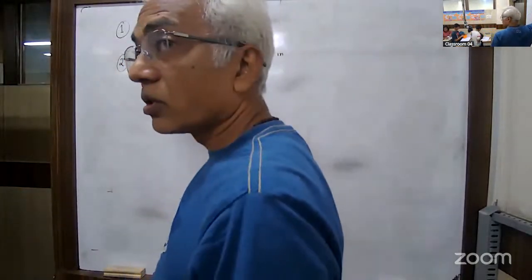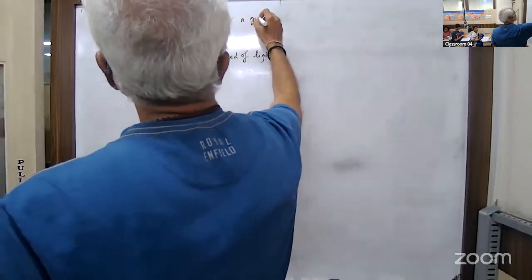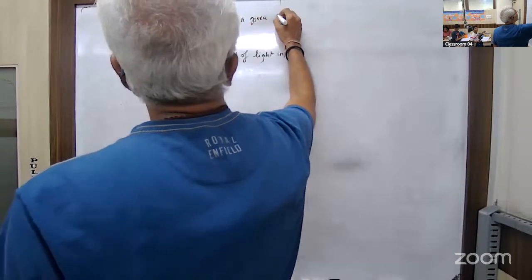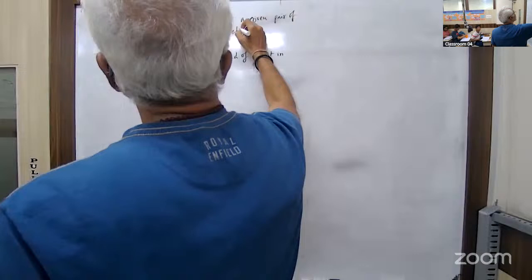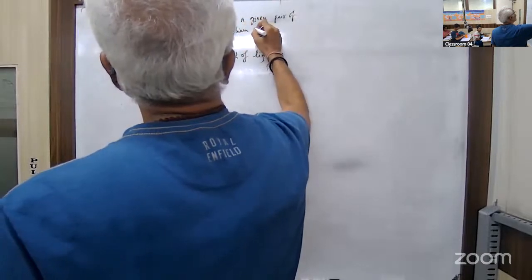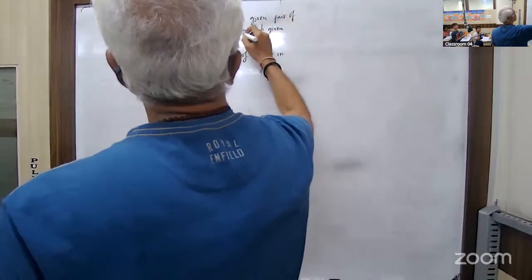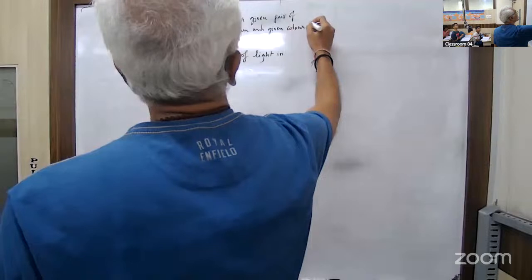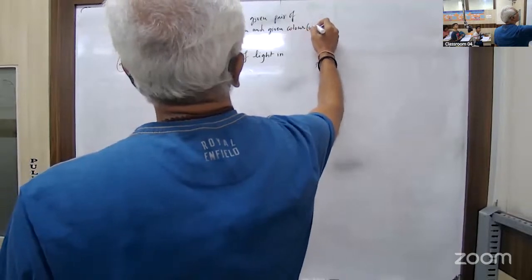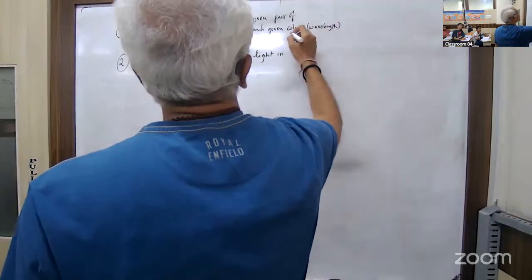This thing is constant for a given pair of medium and given color of light. Color means wavelength of light.